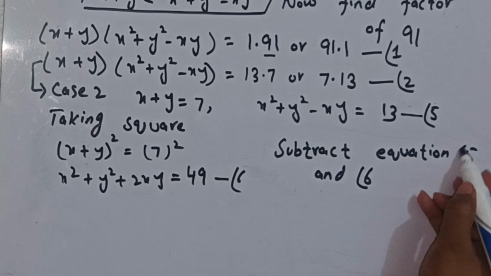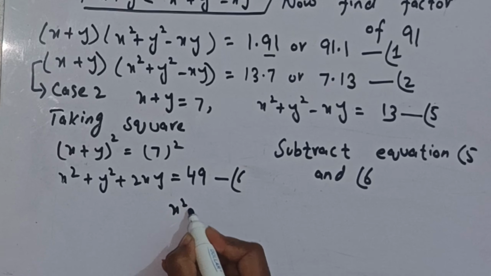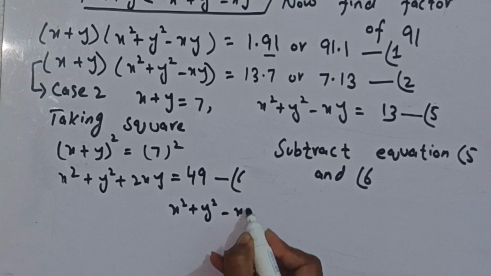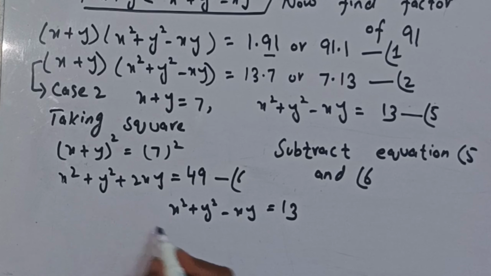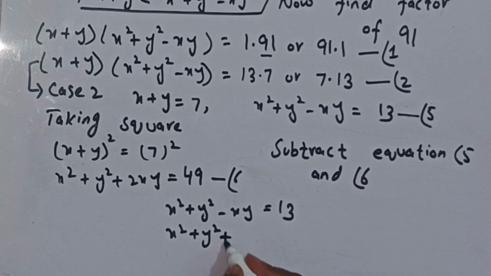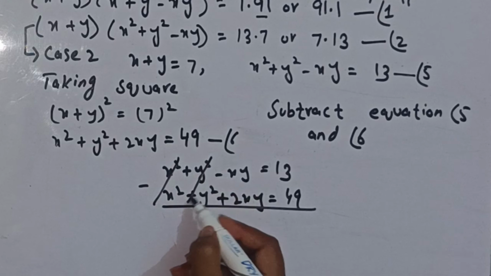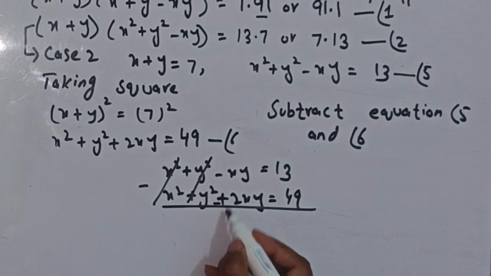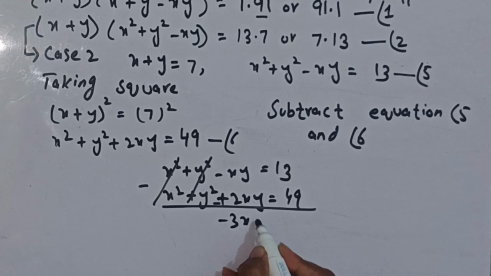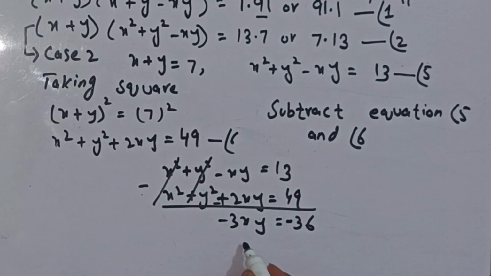Now our equation 5 is x square plus y square minus product of xy is equal to 13, and equation 6 is x square plus y square plus 2 times product of xy is equal to 49. Now we are going to subtract this, then first two terms will cancel and the next term will become minus 3 times product of xy. 13 minus 49 is minus 36.